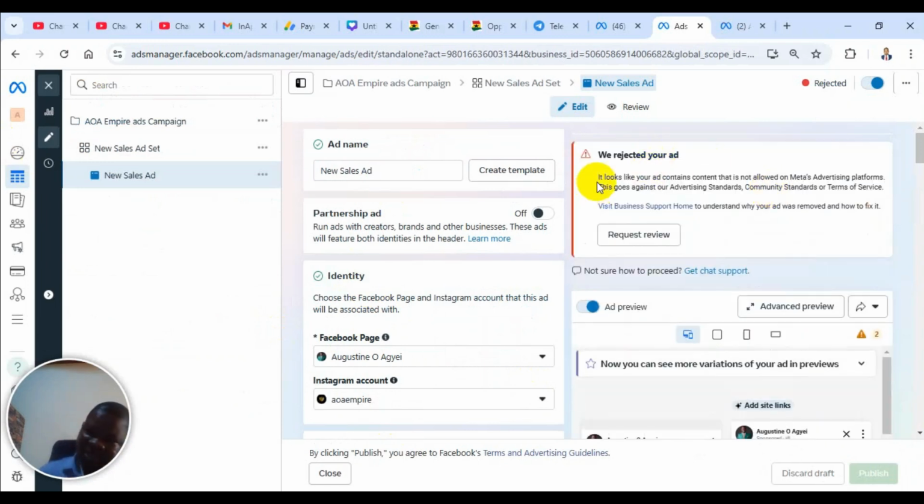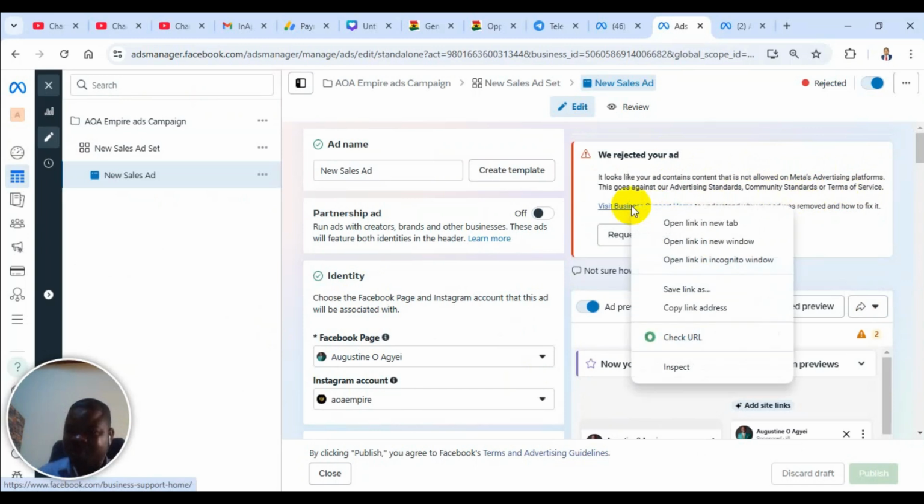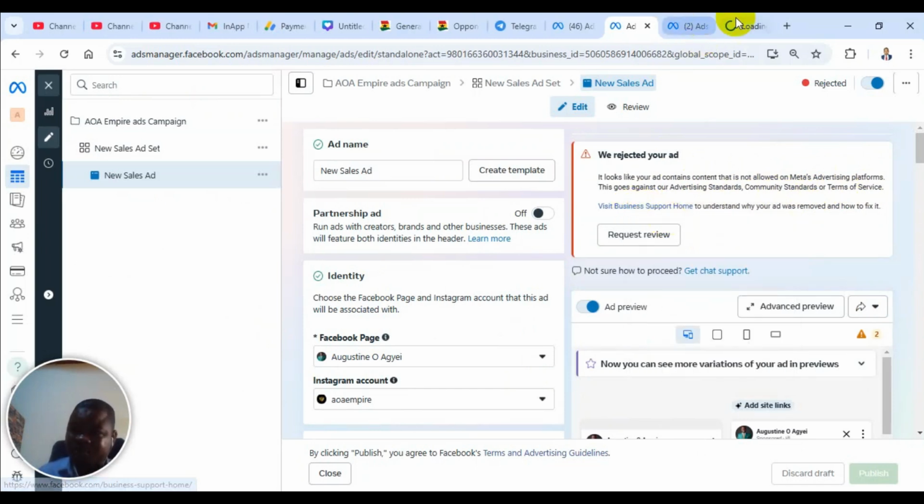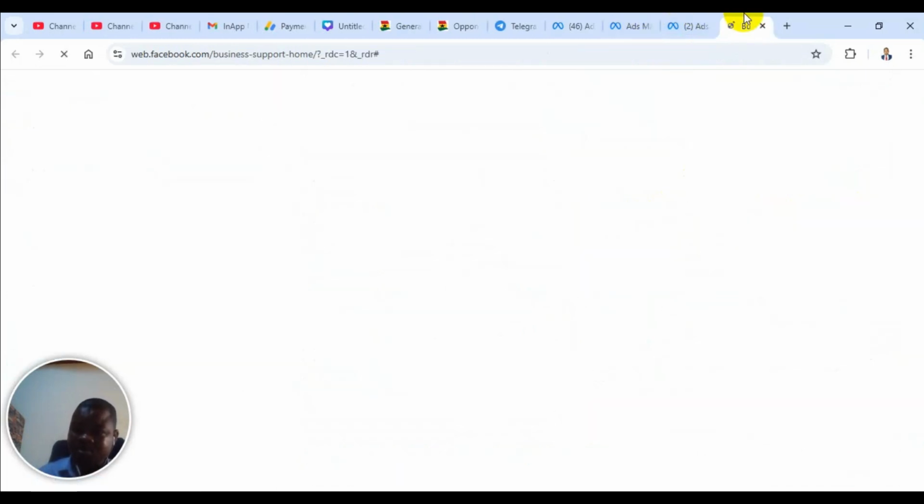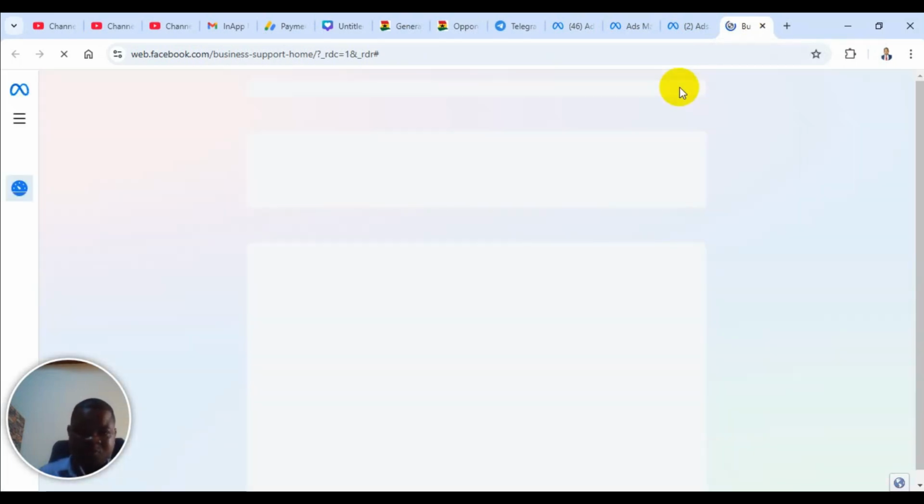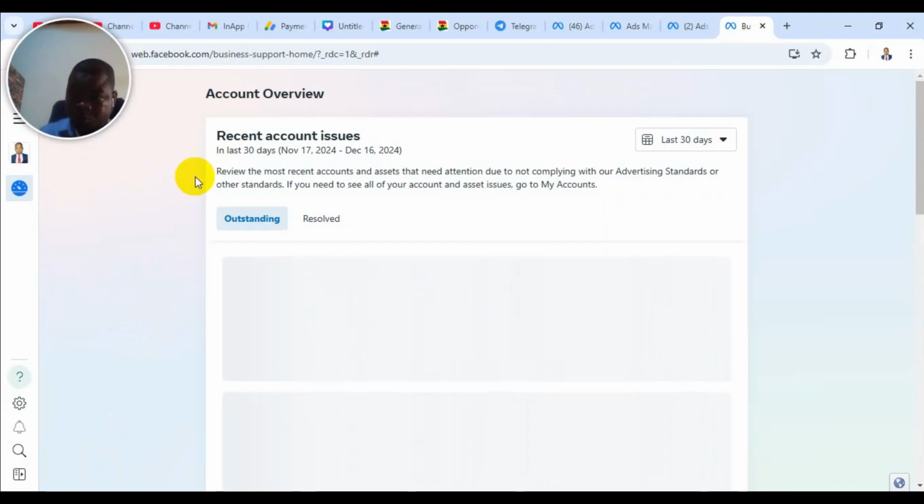and you see it says, it looks like your ad contains content that is not allowed on Meta's advertising platforms. This goes against our advertising standards, community standards, or terms of service. And then it says go to business support home. When you go to business support home, I'm trying to check exactly what they are saying there as well. I will show you how to solve the problem, so take time and watch it to the end.